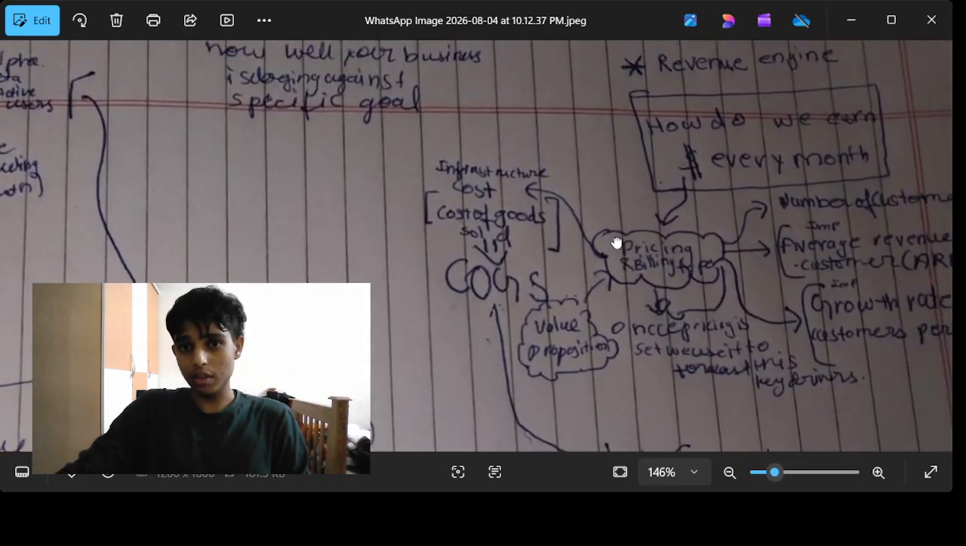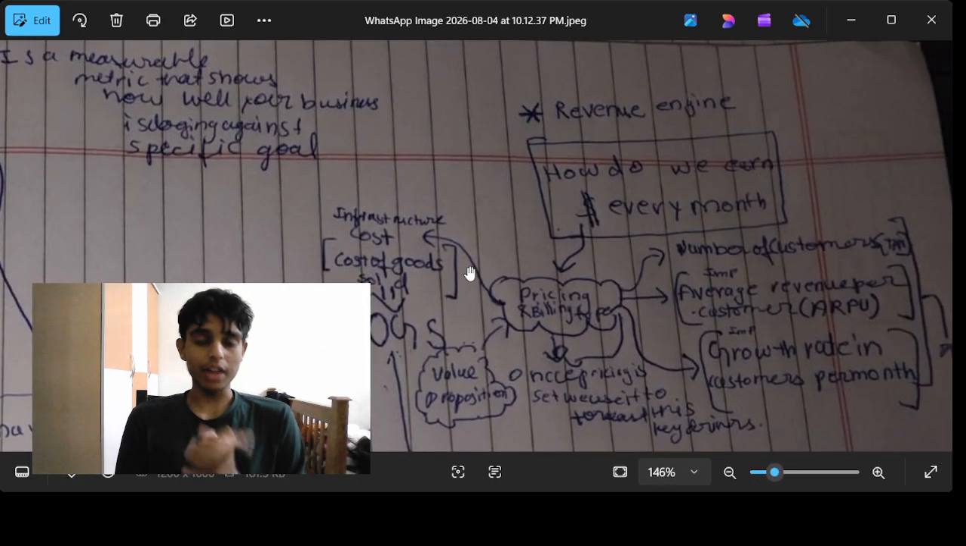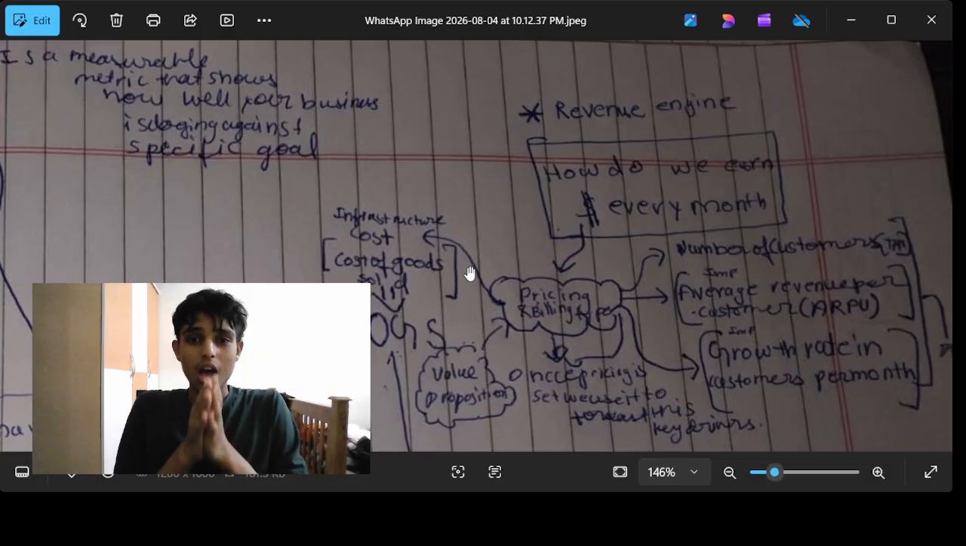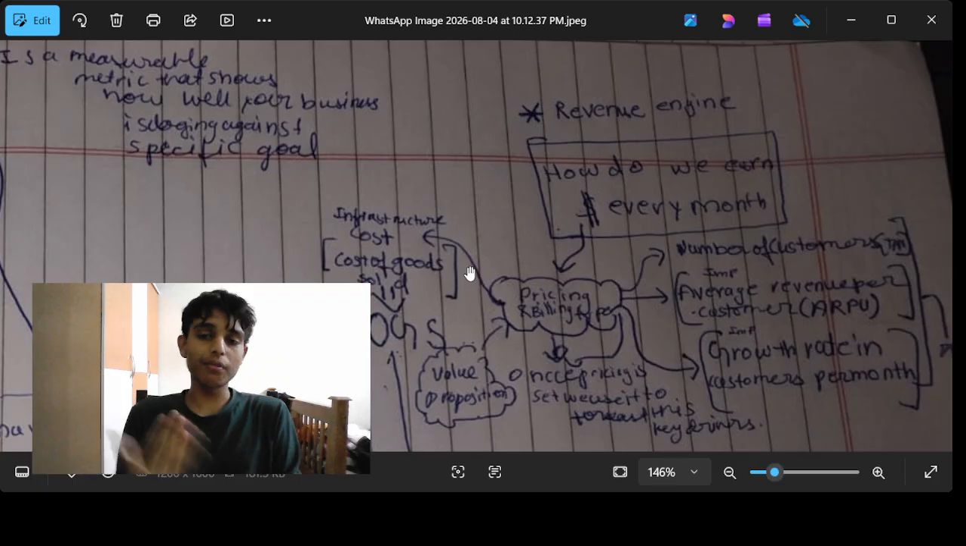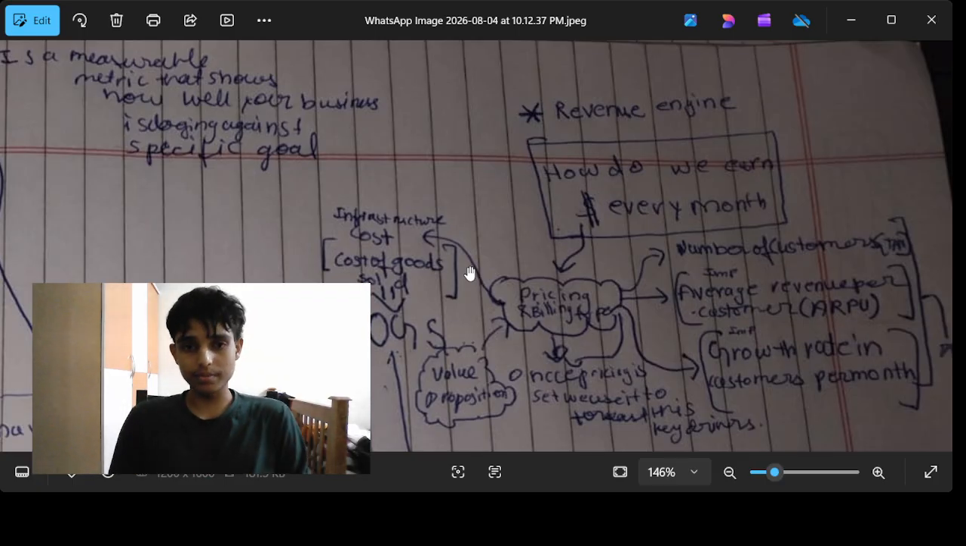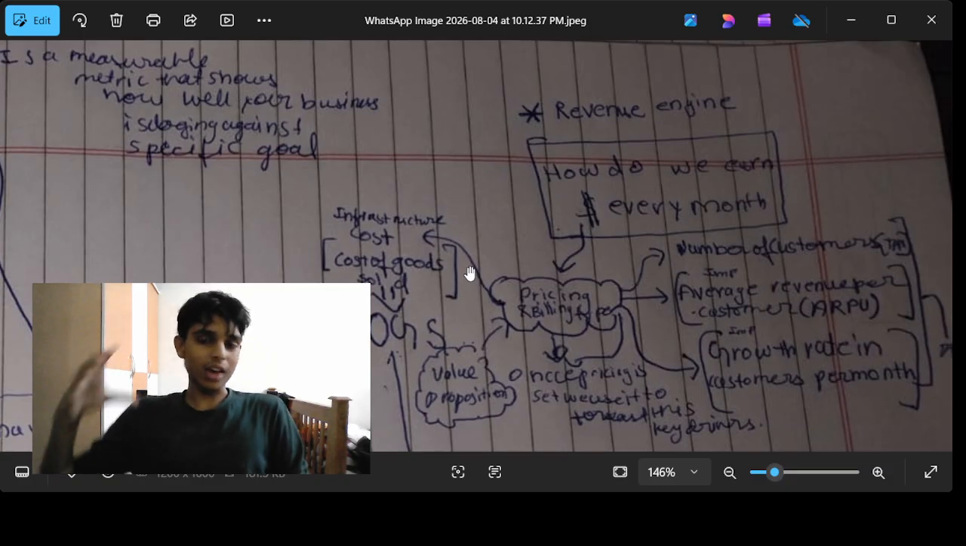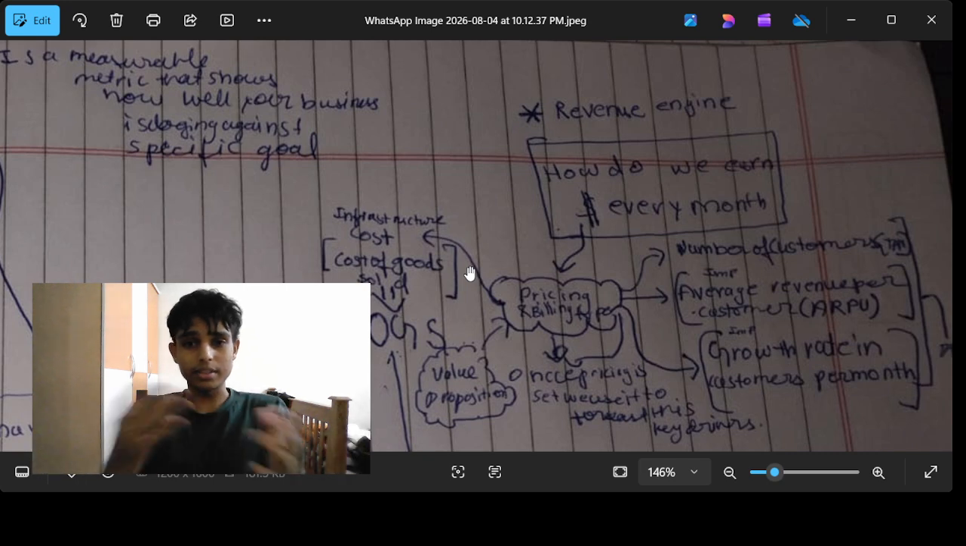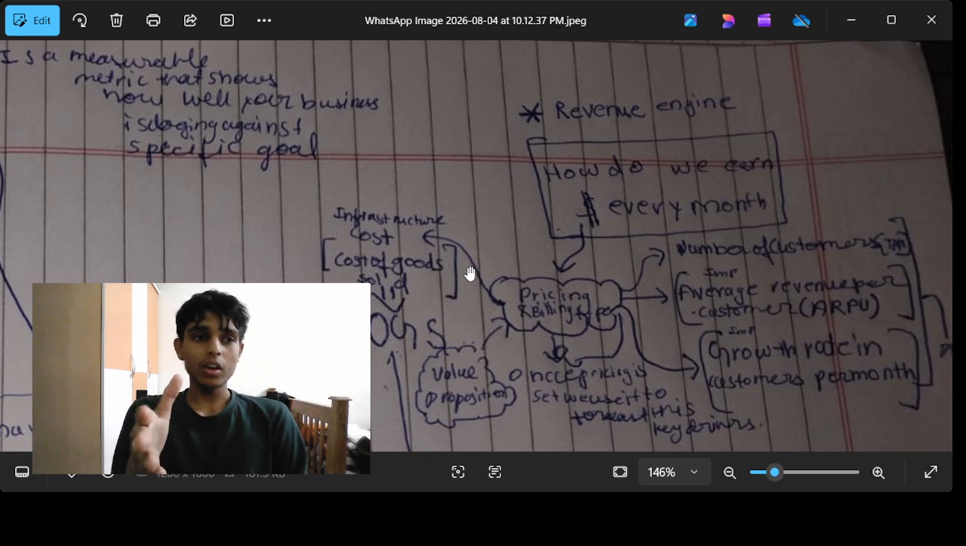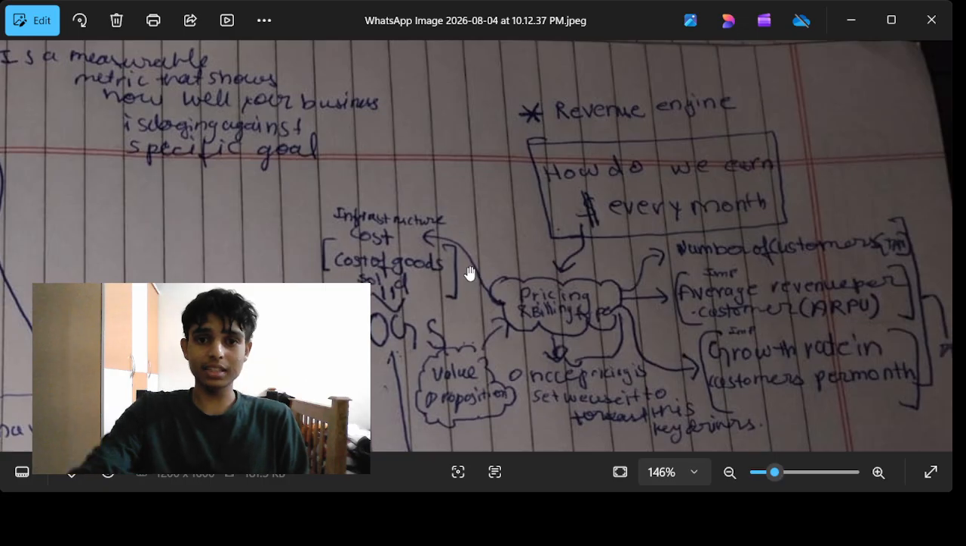First, let's jump on to the revenue engine. The revenue engine is nothing but how much money you're going to earn every month, or how you're monetizing your business model. If you have an e-commerce store or a SaaS product, the way you're going to monetize it is obviously pricing. You give a price to your customer and then the customer is going to pay. So pricing is the section.